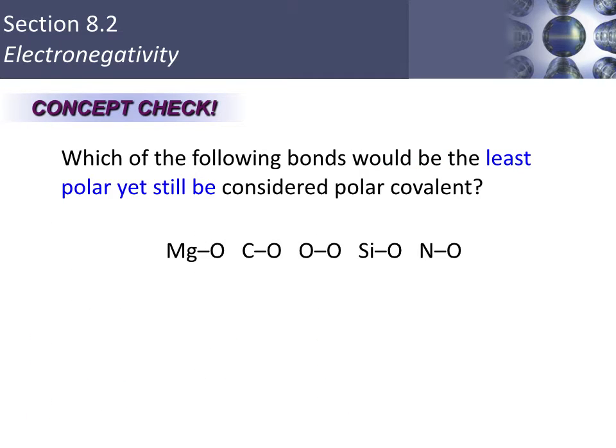Next up, which of the following bonds would be least polar yet still be considered polar covalent? Think about it, pause it. The correct answer is a bond between nitrogen and oxygen. To be considered polar covalent, there must be an unequal sharing of electrons. So in this case, you would want to choose the bond with the least difference in electronegativity, yet you don't want the values to be equal like you would have between oxygens.